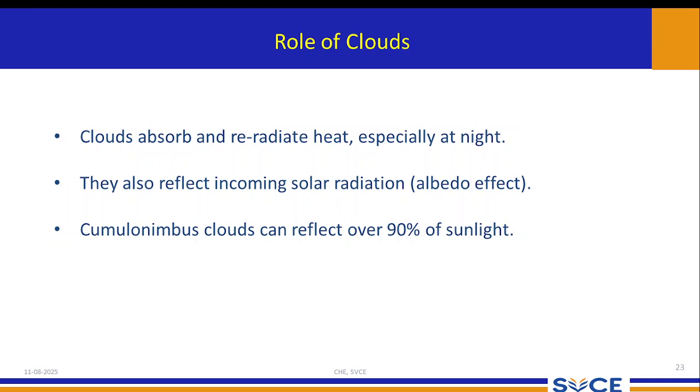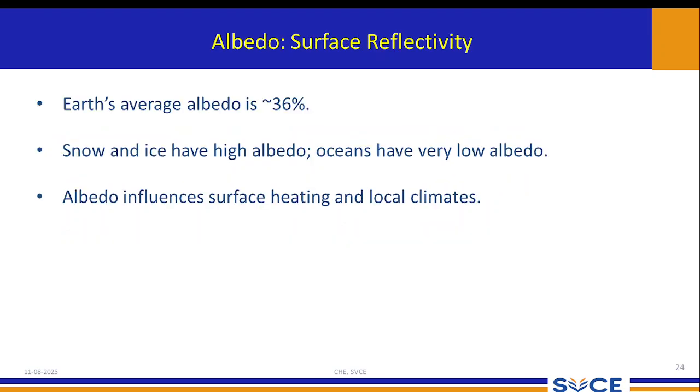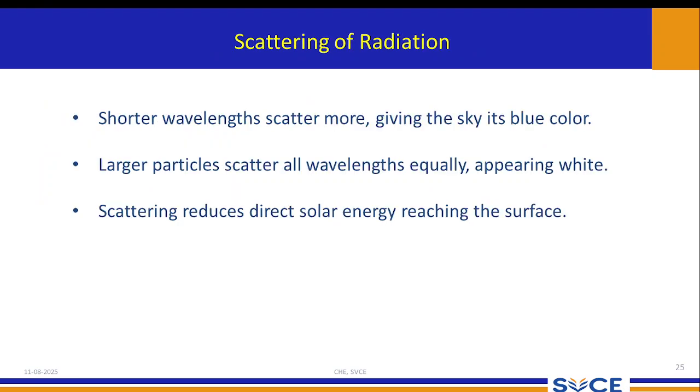Cumulonimbus clouds can reflect over 90% of sunlight. Cumulonimbus is a very vertical, denser cloud, and it has a thunderstorm effect. That's what we saw in the last lecture. Now, albedo is surface reflectivity. Earth's average albedo is 36%. Snow and ice have high albedo. Oceans have very low albedo. Albedo influences surface heating and local climates.